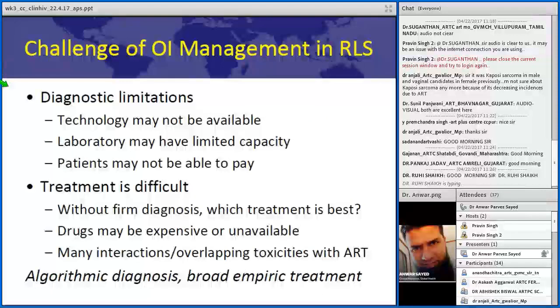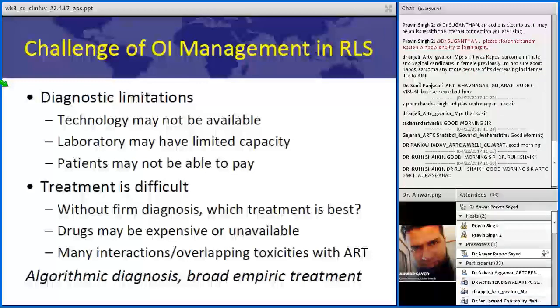Challenges of management in resource-limited settings. First thing is diagnosis. Most of our ART centers, unfortunately some of them, do not have basic facilities for the investigations. So if you want to have a definite diagnosis of some of the OIs, it is next to impossible in some of our settings. Technology is a problem which is not available in many of the facilities.